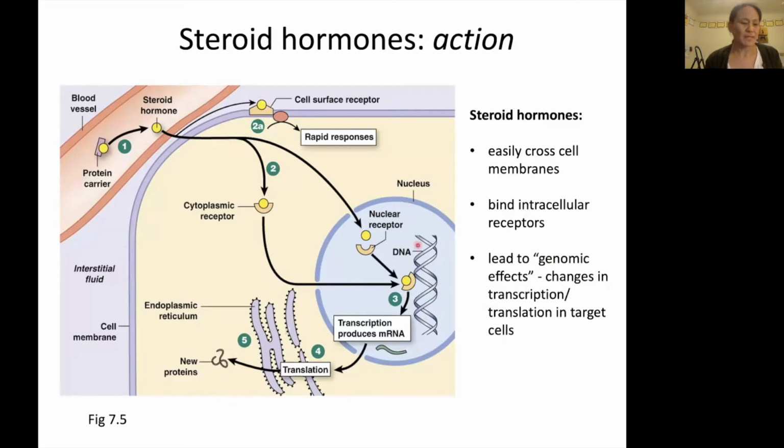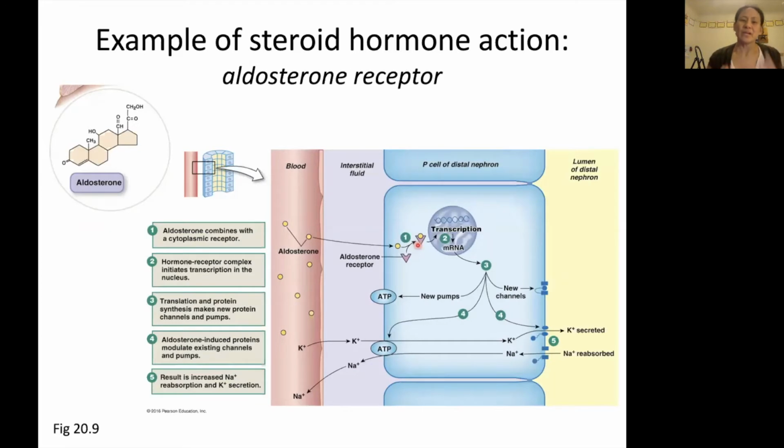So let's take a look at an example of this. Here's an example of a steroid hormone, aldosterone, which I mentioned a couple of slides ago, that it's involved in salt balance. Let's start by looking at the structure of aldosterone. First, you can see the similarity to the structure of cholesterol. Let's take a look at how aldosterone works.